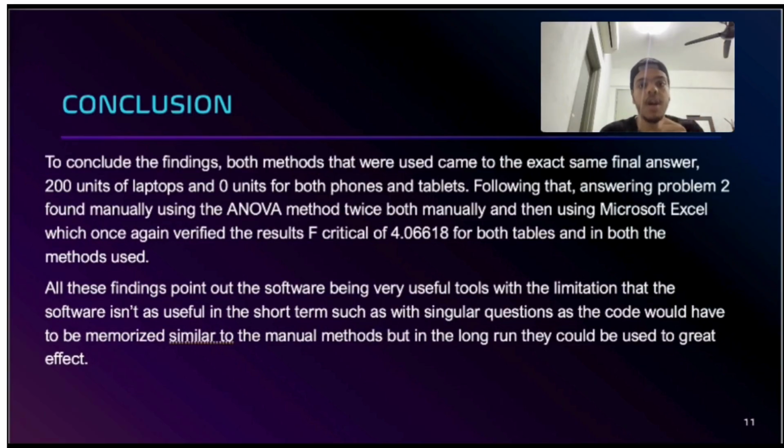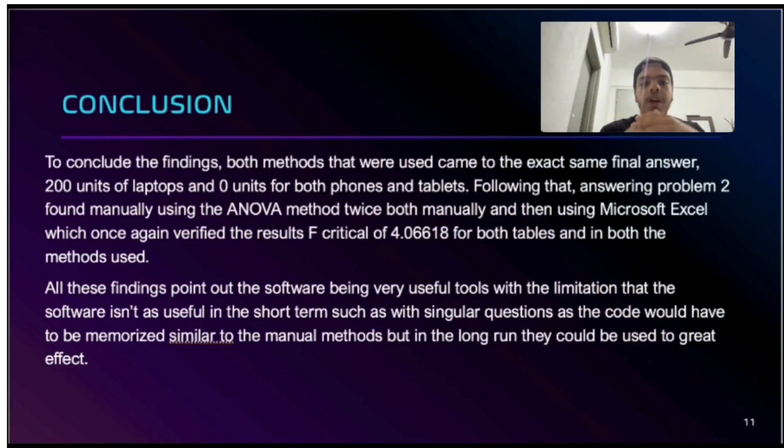So in conclusion, we use both manual and software methods to solve 2 different numerical problems. For question 1, we applied the simplex method to determine the optimal number of units for maximum profit. Both MATLAB and manual simplex table gave us the same exact result: 200 units for laptops and none for smartphones or tablets, with a maximum profit of 700,000 ringgit.